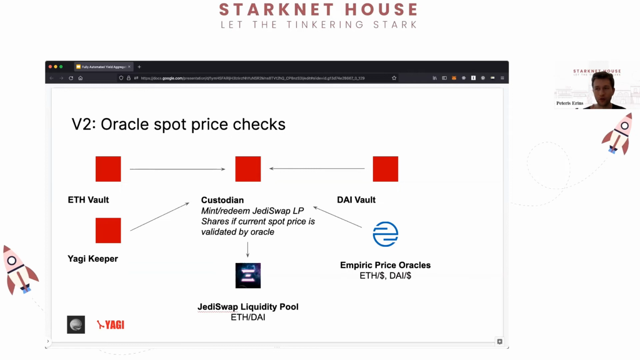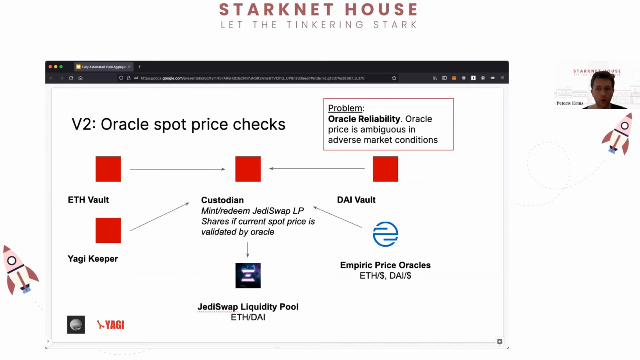So what if the price oracle quotes us the wrong price? That's maybe another issue. Oracle reliability is a potential problem here. Oracle price could be ambiguous. There could be adverse market conditions and people are submitting prices that they think are good, but maybe just very off or maybe very different. In that case, do we really want to be purchasing these shares when we have very significant price uncertainty? Probably not. Probably we want to revert that transaction.